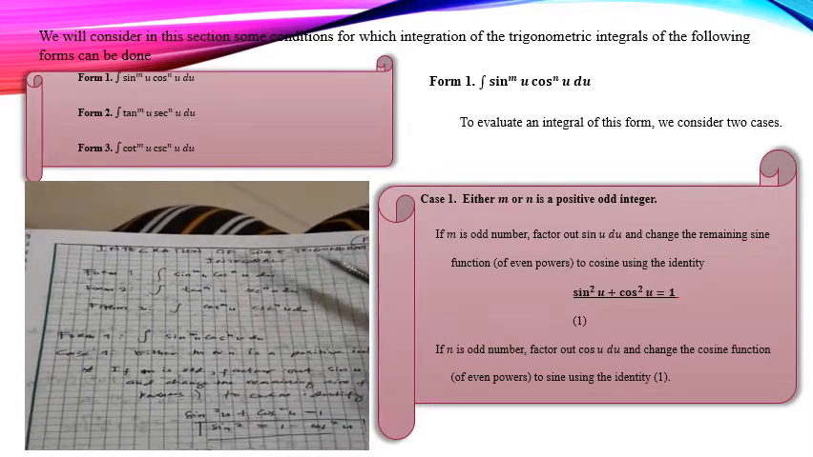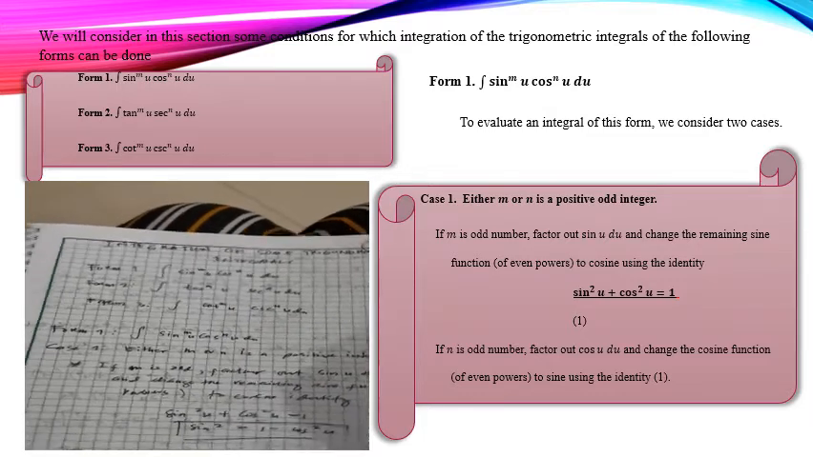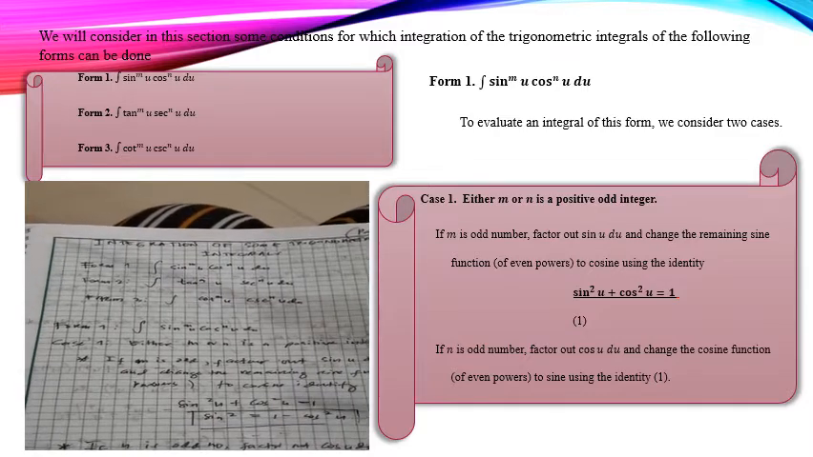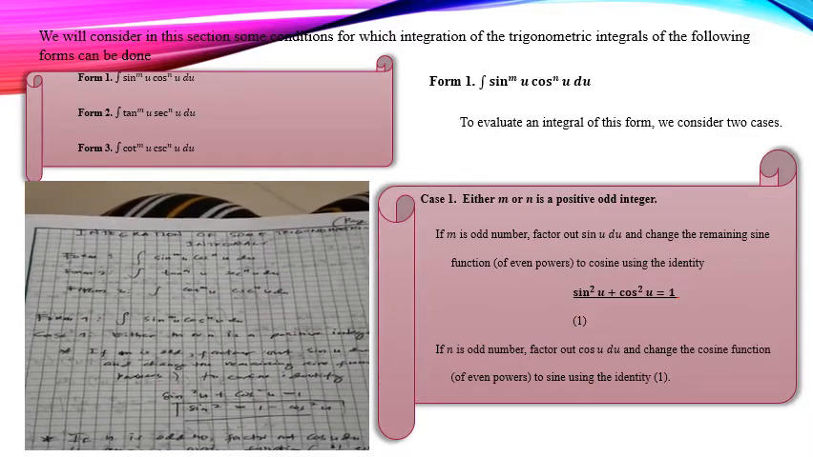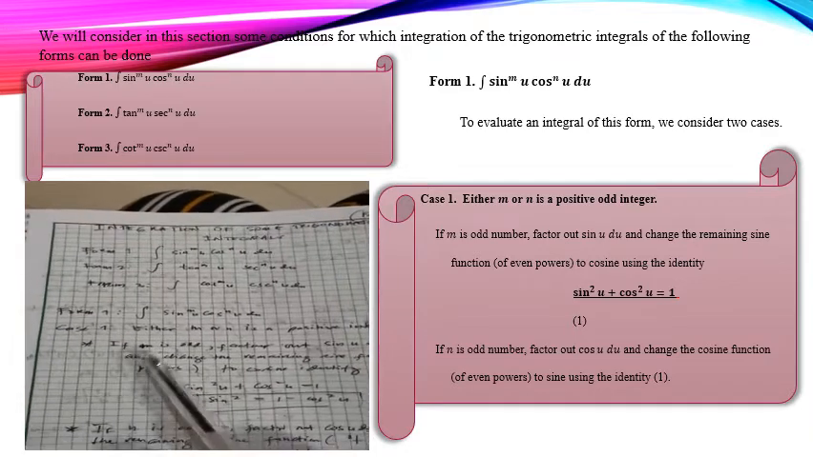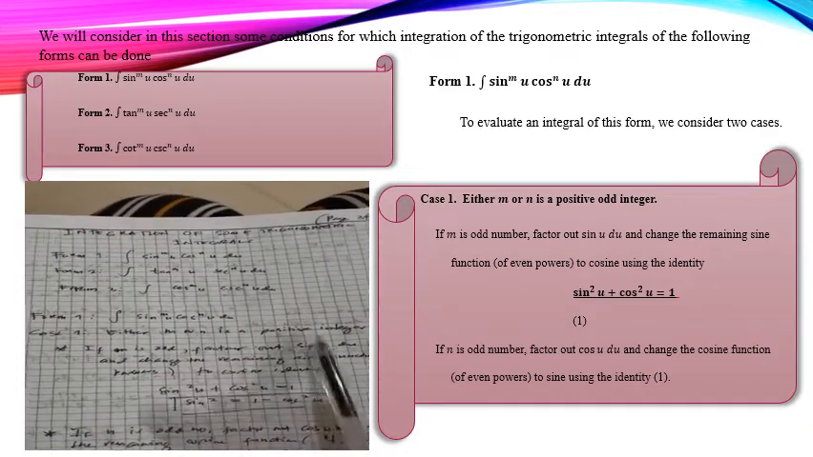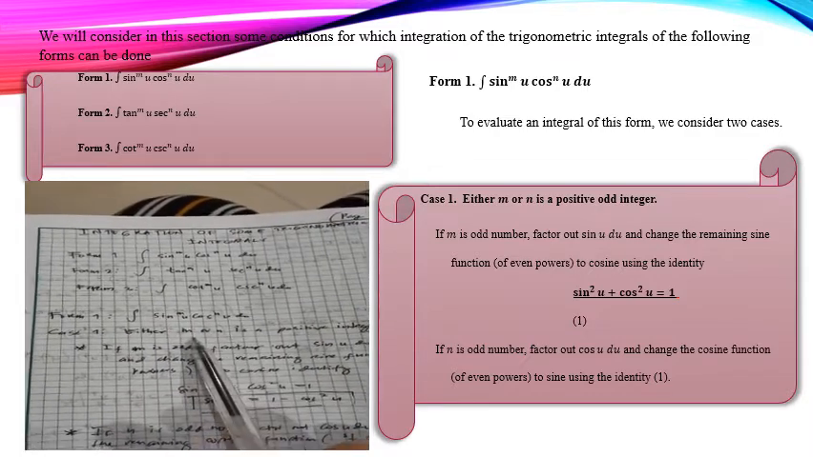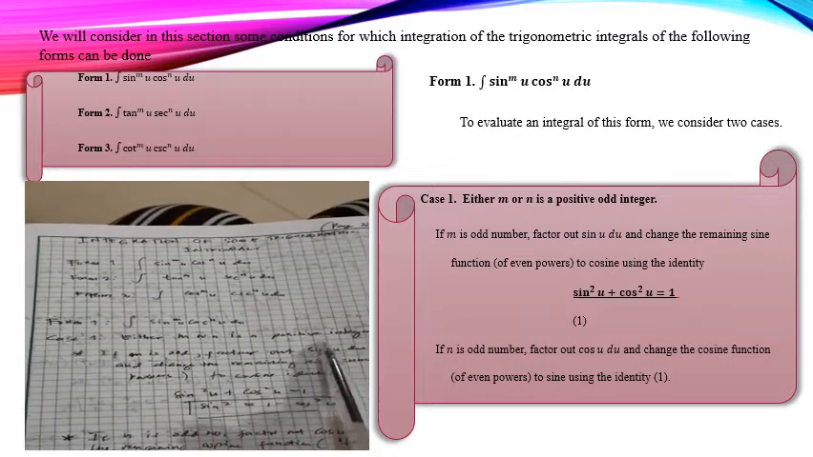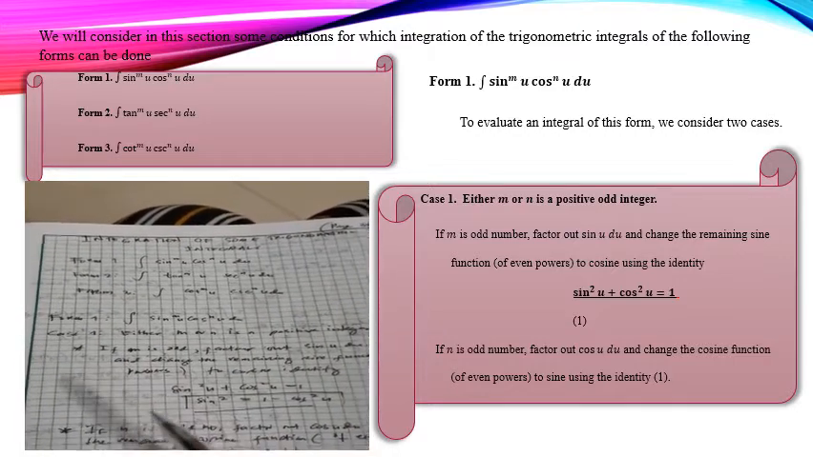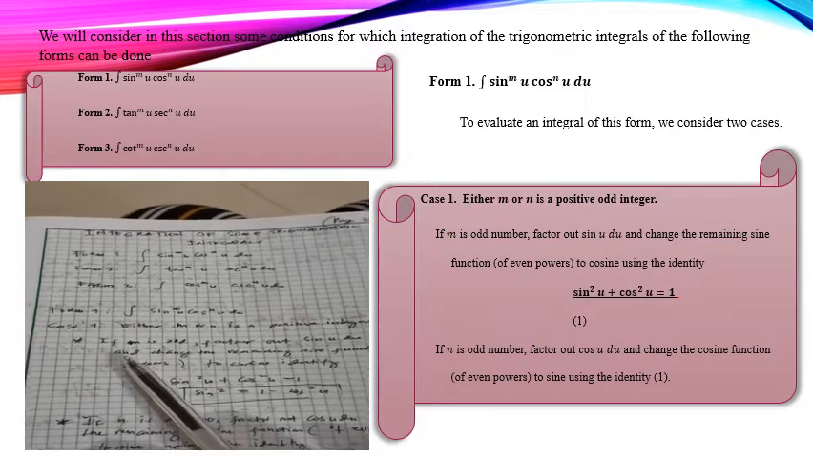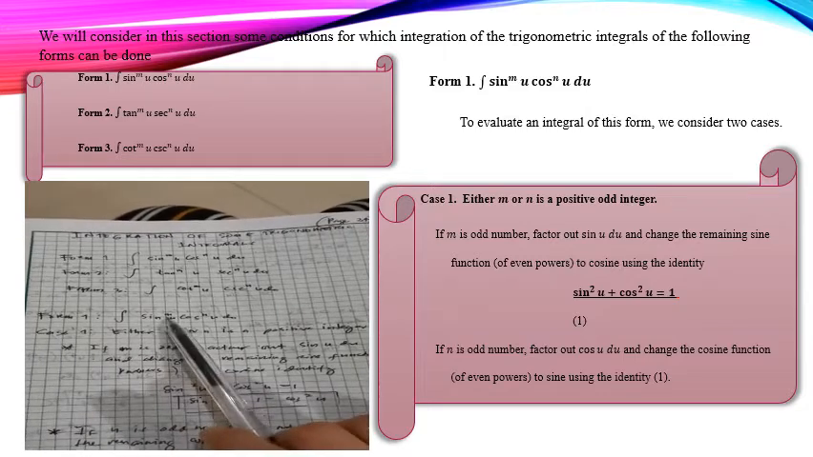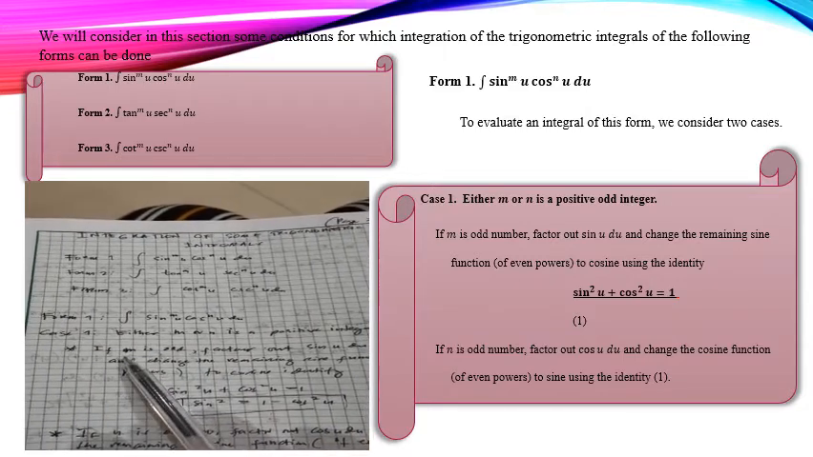Okay. Sa form 1, we have two cases that we need to consider. Sa first case naman, classes, may dalawang condition tayo na i-consider din. Okay, sa case 1 ng form 1, either m or n is a positive integer. Ibig sabihin nun, kailangan yung exponent ni sine and cosine is positive integer dapat. So, saka ninyo masasabi na form 1 siya, nag-satisfy. Okay, the first condition sa case 1 is if m is odd number, ibig sabihin nun, yung exponent ni sine is an odd number, si m is an odd number.